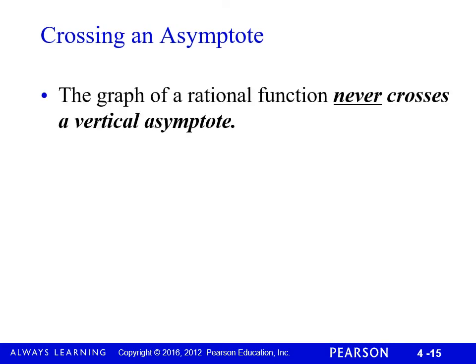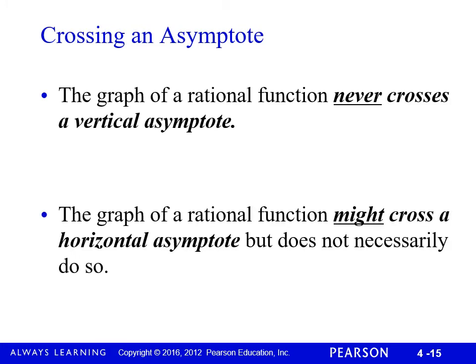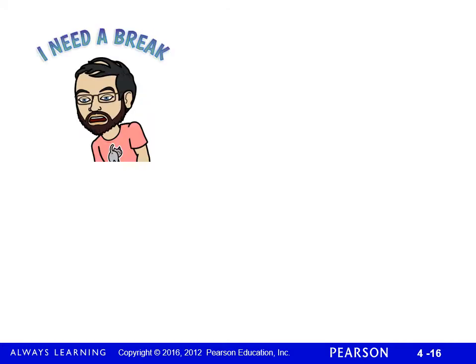When can you cross an asymptote? The graph of a rational function never crosses the up and down, the vertical asymptote, but it's possible for it to cross over a horizontal asymptote. So you can never touch or cross a vertical asymptote, but you might at some point go across a horizontal.